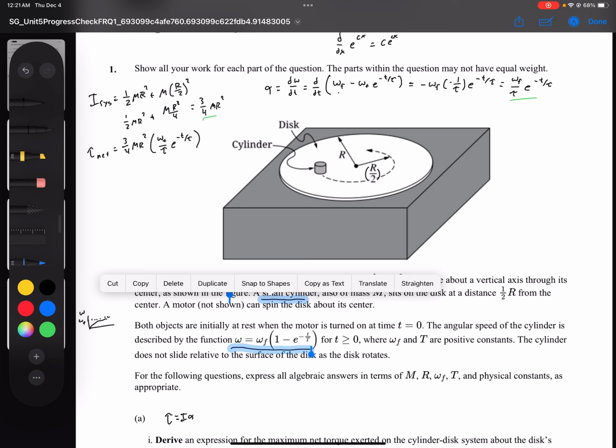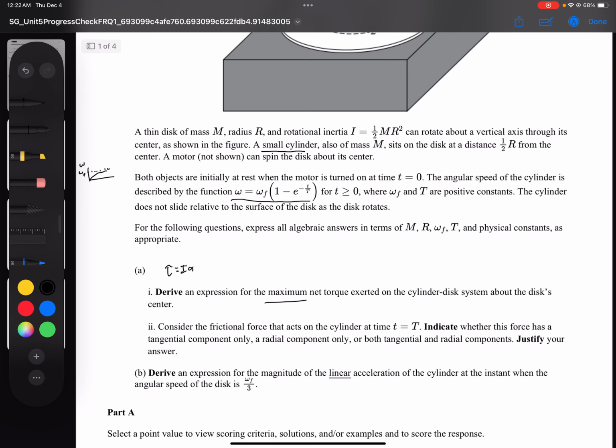Which kind of makes sense. If we think of torque as related to angular acceleration, and if we look at our sketch that I made earlier, the angular velocity is asymptotically approaching the final angular velocity, where the slope at that point, as t gets very large, is practically 0. So let's write our expression here.